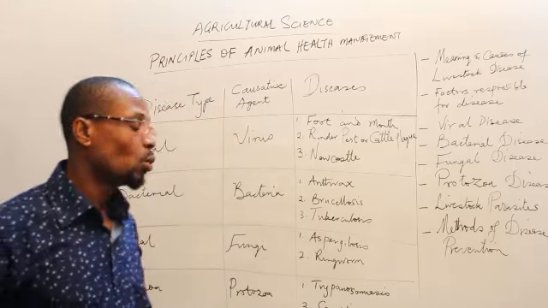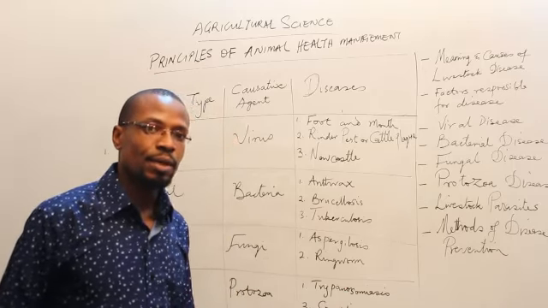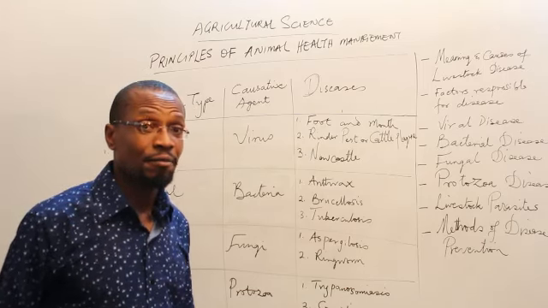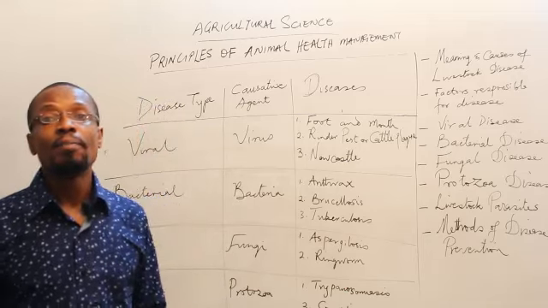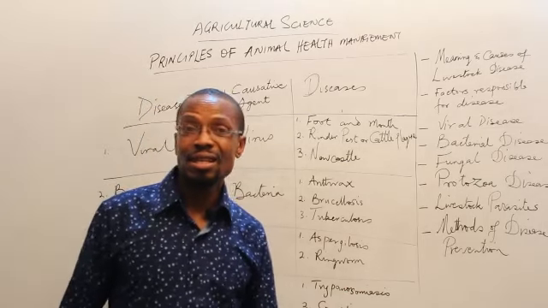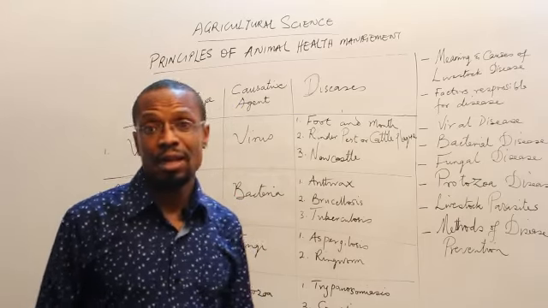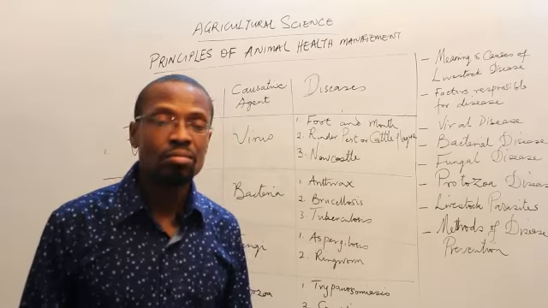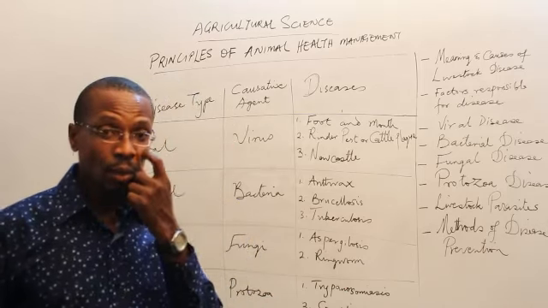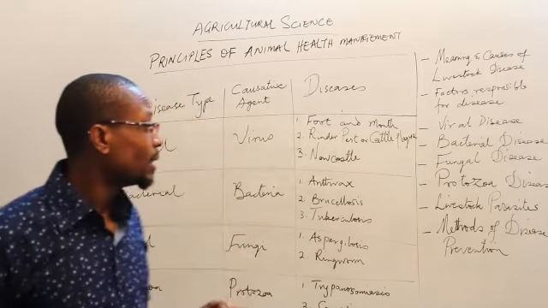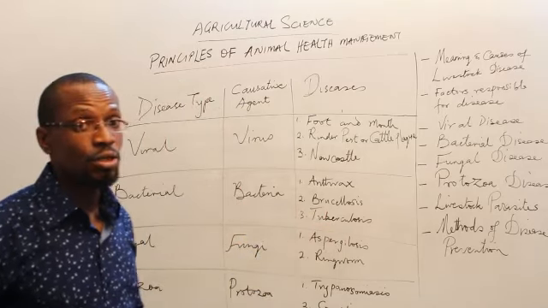And what are the symptoms of tuberculosis? When an animal is affected by tuberculosis, you see that the animal begins to have difficulty in breathing, and the animal is constantly coughing and probably even sneezing. And if that is not taken care of, it could lead to the death of the animal.